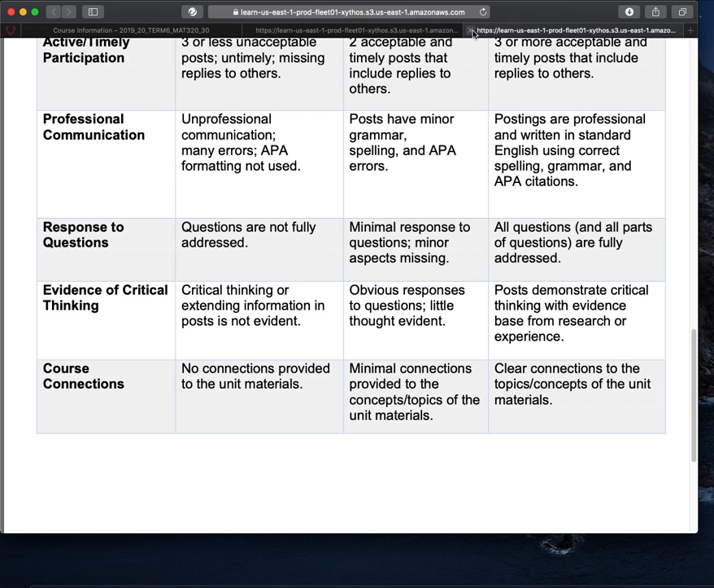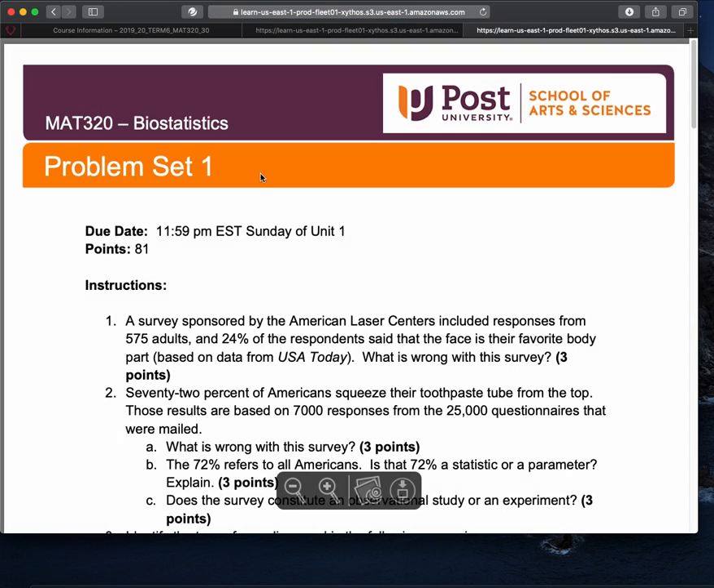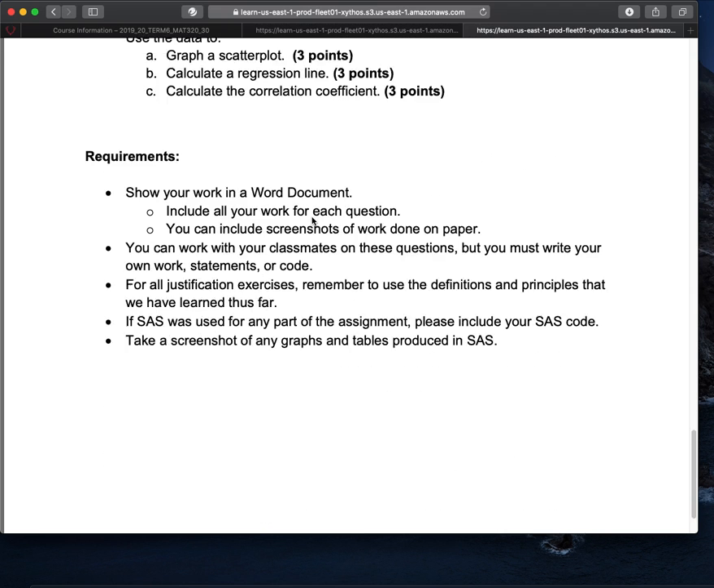The second one, let me just close these tabs. The second one is this problem set, which again, every single unit has one of these. And there's a variety of questions, as you can see, with different point values attached to each one.